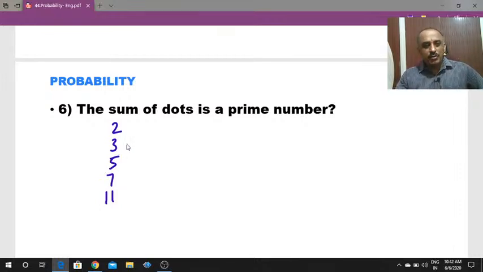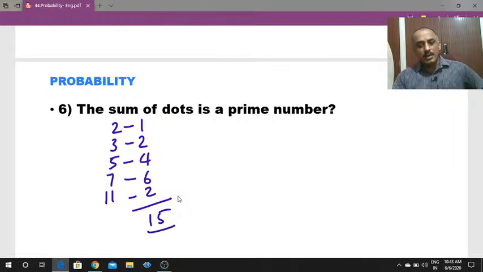The sum of dots is 2. How many possible outcomes are there? 1, 3, 2, 5, 4, 7, 6, 11, 2. What is the total? The total is 15. What is the probability? 15 by 36. Both the numbers are exactly divisible by 3.